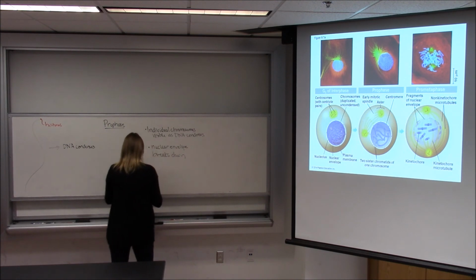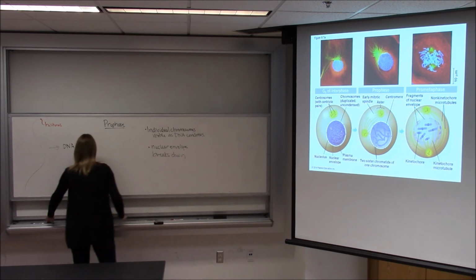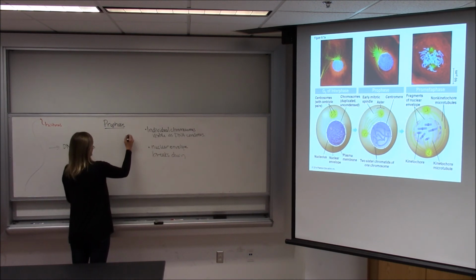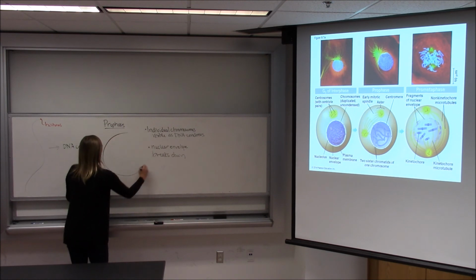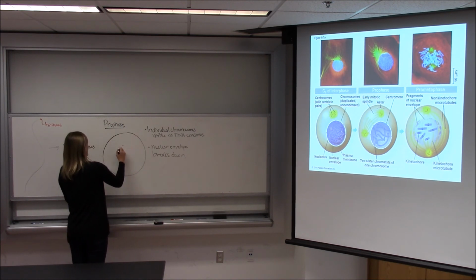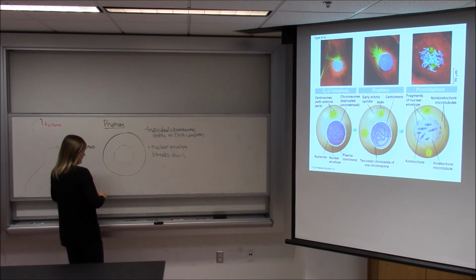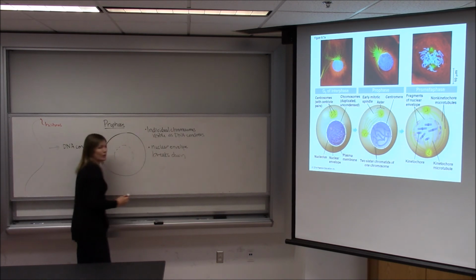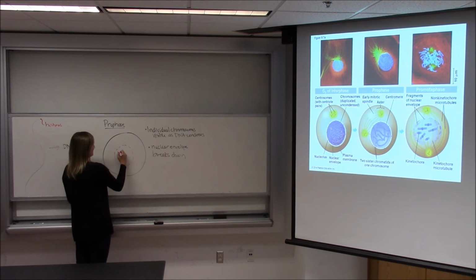So let's draw that. Here's our cell. Here's our nuclear envelope. It's going to start fragmenting and breaking down. And meanwhile, we can see individual chromosomes for the first time. I'm just going to draw one pair of chromosomes. But these are tightly coiled. They're going to kind of pinch in the middle. You can't really draw that detail this small.